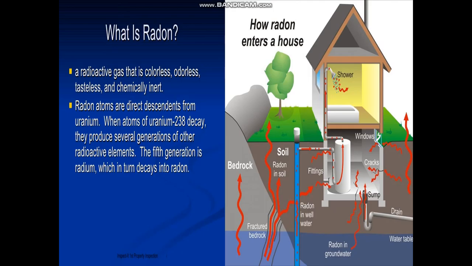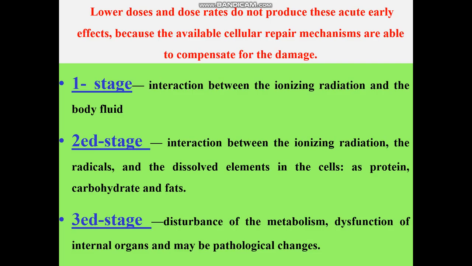The harmful effect produced on body tissue by exposure to radioactive substances. The biological action of radiation is not fully understood, but is probably a disturbance in cellular activity resulting from the chemical change of ionization. Some body tissues are more sensitive to radiation than others and are more easily affected. The cells in the blood-forming tissue, bone marrow, spleen, and lymph nodes are extremely sensitive. Low doses and dose rates do not produce this acute early effect because the available cellular repair mechanisms are able to compensate for the damage.